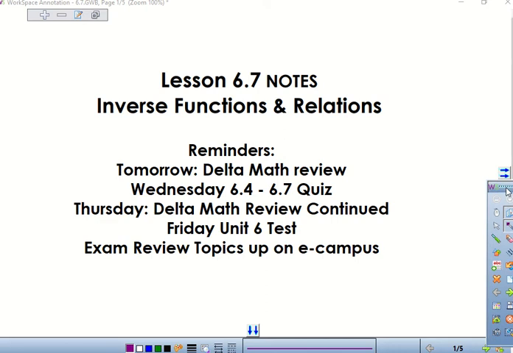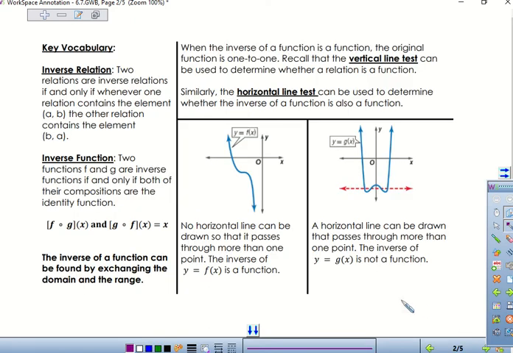Alright, so today we're going to be doing 6.7, which is inverse functions and relations. So two relations are inverses if and only if, when you take AB and flip the position of A and B, it gives you BA. That would be the coordinate that corresponds to its inverse. Okay, so inverse coordinates are flipped. That's the main idea to understand there.